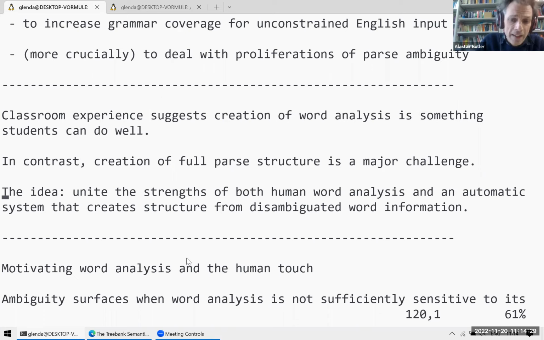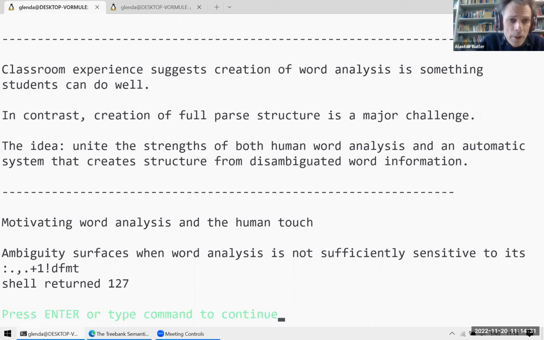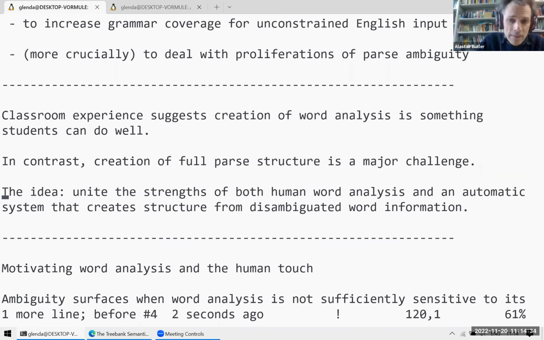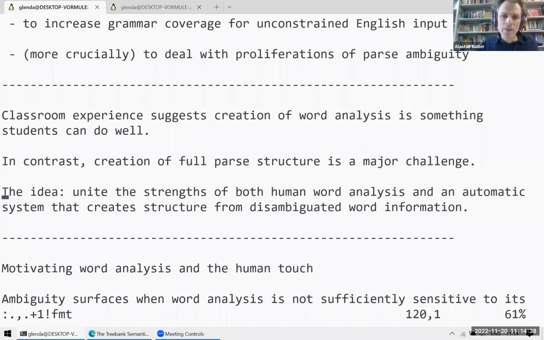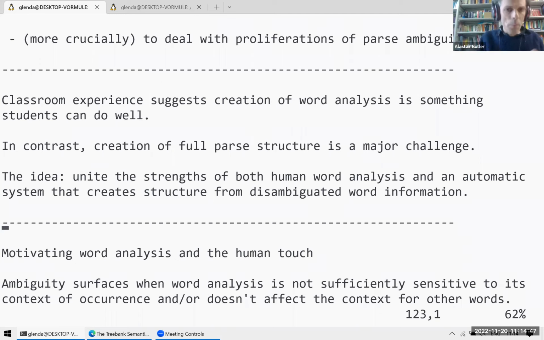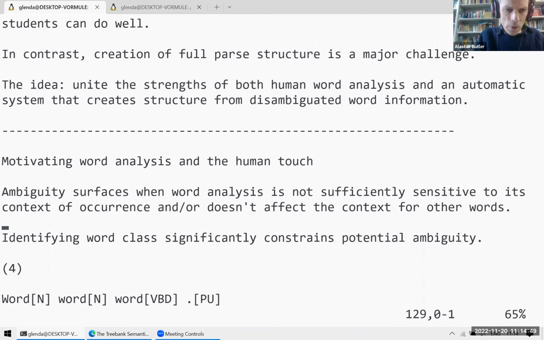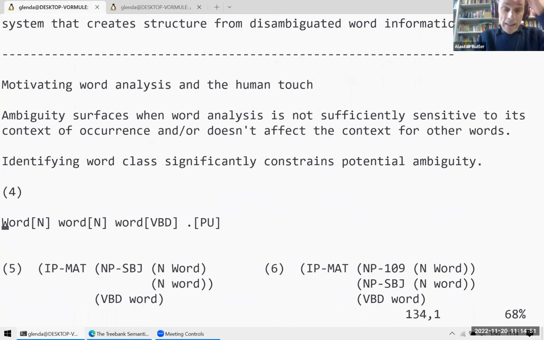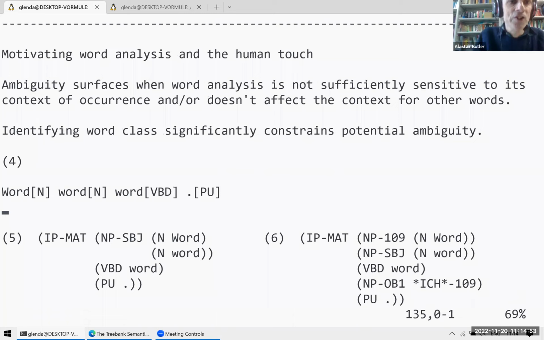So the idea that I'm following here is to unite the strengths of both the human word analysis that I can get from my students and this automatic system that's going to create structures from disambiguated word information. So that brings me to motivating the word analysis, the human touch.